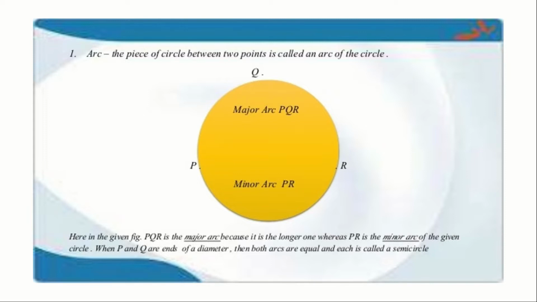Let us know about arc. A piece of a circle between two points is called an arc of a circle. There are two arcs, major arc and minor arc. You can see here the portion PQR is called the major arc and the portion PR is called the minor arc.